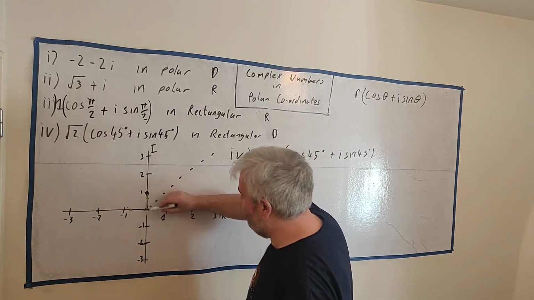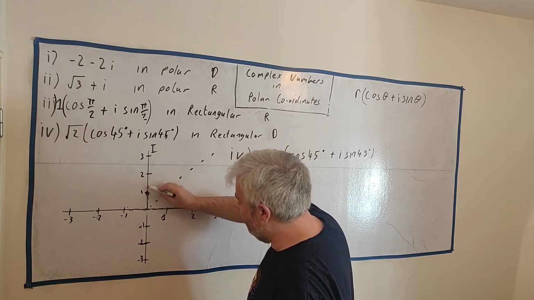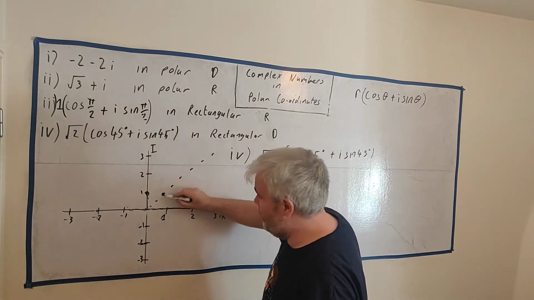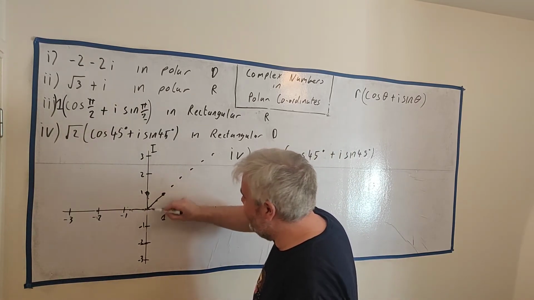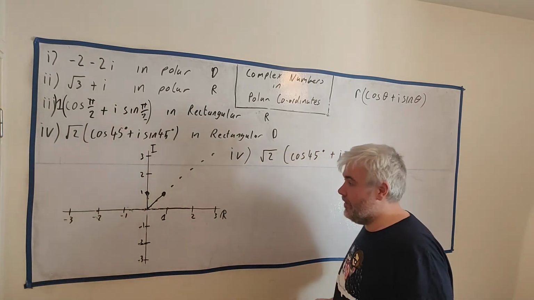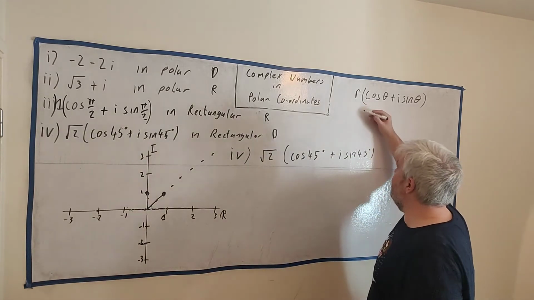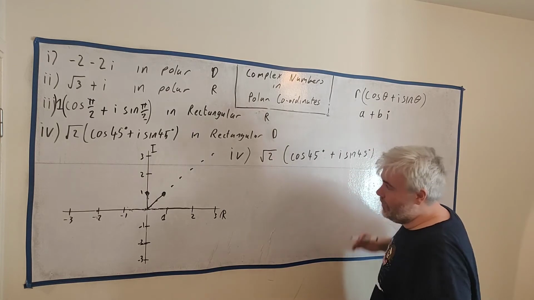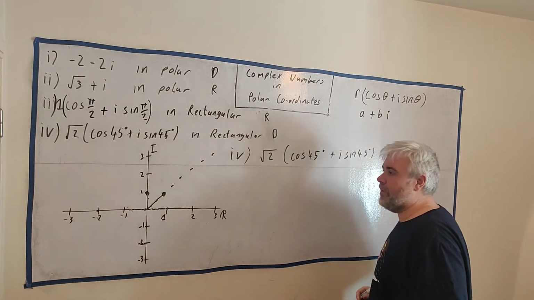It's not going to be too important, but 1 is here, 1.4, I'd say around about there. Actually, I know it's going to be very close to around about there. So that's where our point is. But remember, we want to write this in the form of A plus BI.